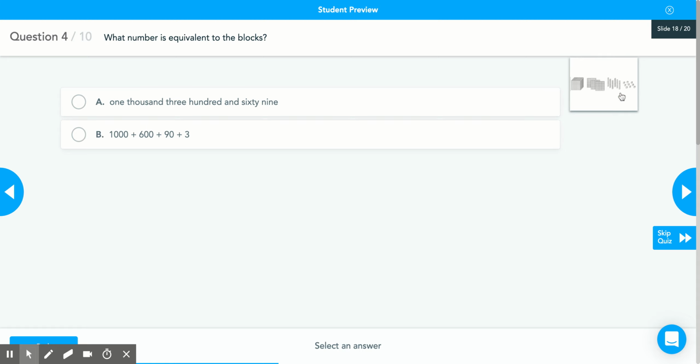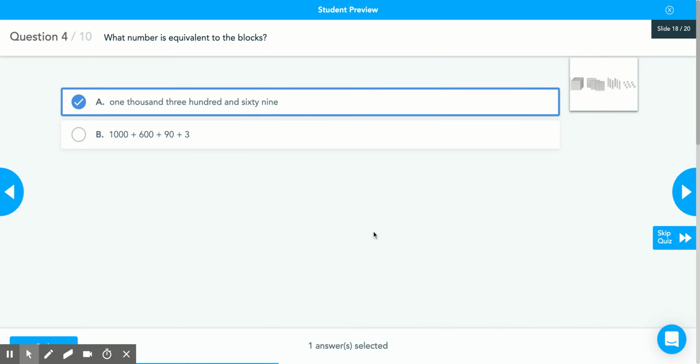Just to make sure A is still correct, let's count the tens blocks. In this picture, there are 6 tens blocks. So we look at the expanded form and make sure it says 60, and it does, and that's correct. Then we count the individual ones blocks and see there's a total of 9, and there's a 9 in the written form, which means A is correct of 1,369.